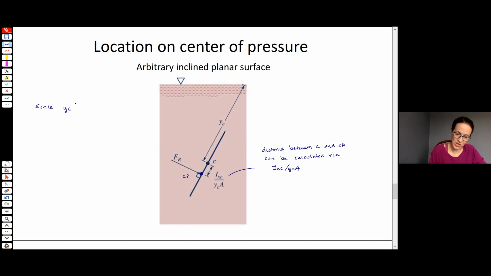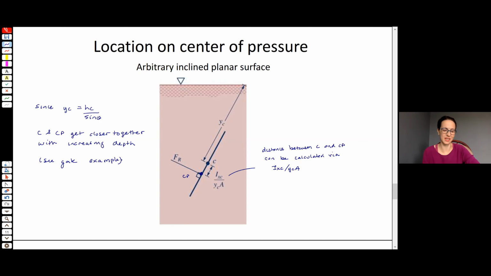Since the location of the centroid is equal to this, C and CP get closer together. And I'll just say C gate example, because I think that illustrates it really nicely. Great.